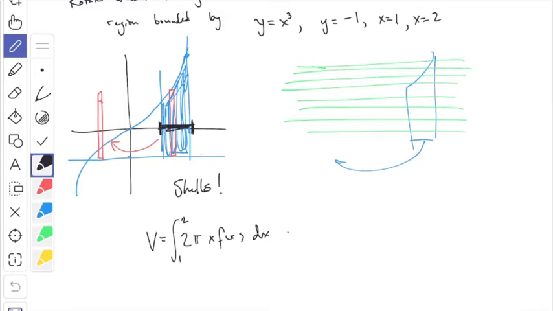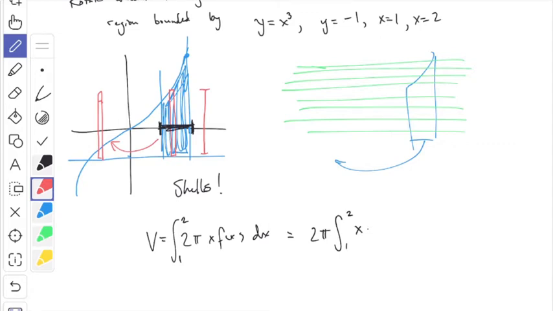Okay, and then you can factor the 2 pi out like we usually do. Integral from 1 to 2 of x times f of x. Now, this is the height of the shells. So what I want to use for f of x is this distance right here, all right? Sometimes this is just equal to whatever curvy function they told you, but sometimes it's not quite equal to the curvy function. And in this example, it's not quite equal to the curve x cubed. So for this f of x, you should not just plug in x cubed there.